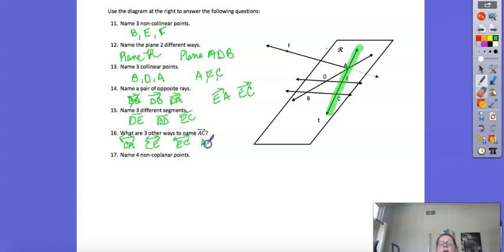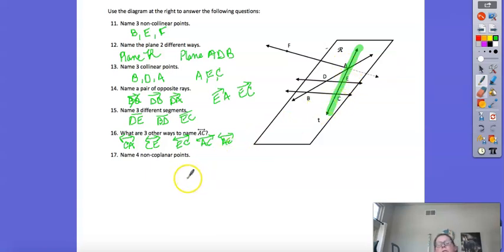I could call it AC. Oh, I already got AC in there. I could say it's AE. And it doesn't matter the order. They have to be capital letters, and you just have to pick one of the 3. You have to have 2 of them. It's got to either be A, E, or C.